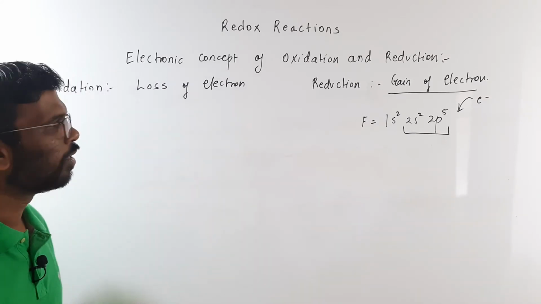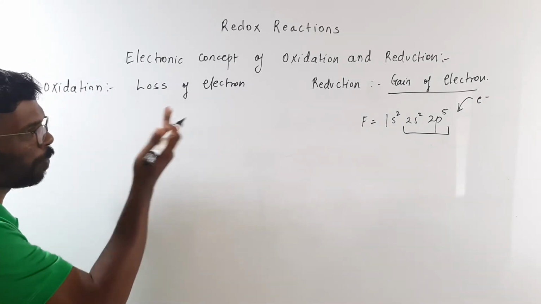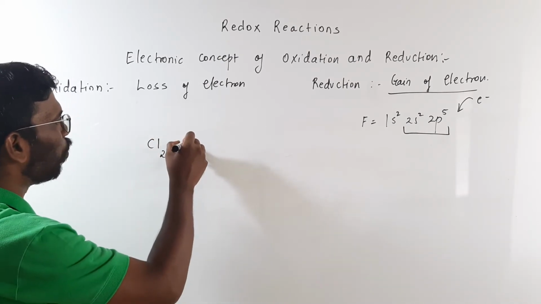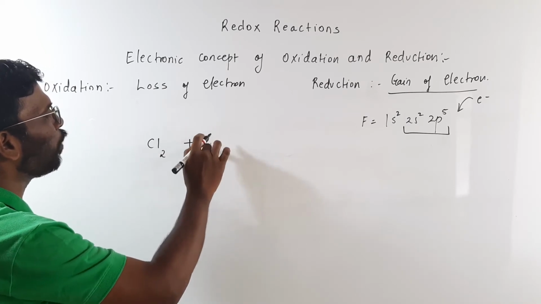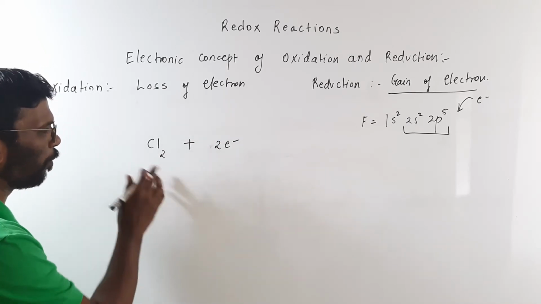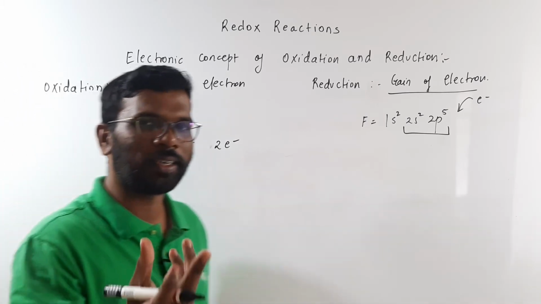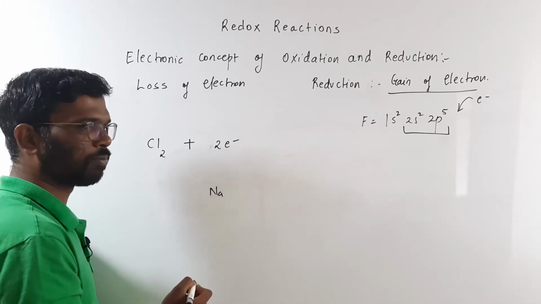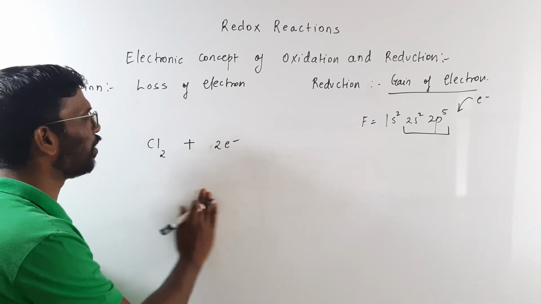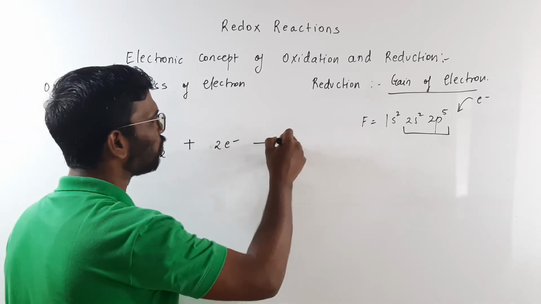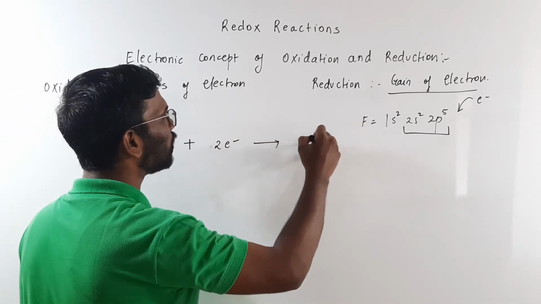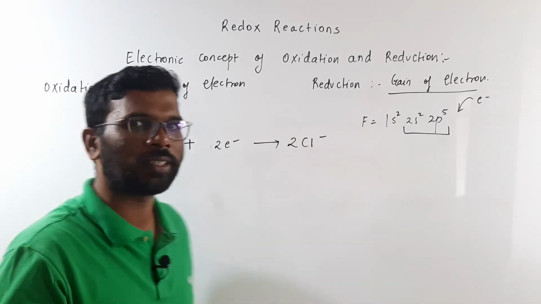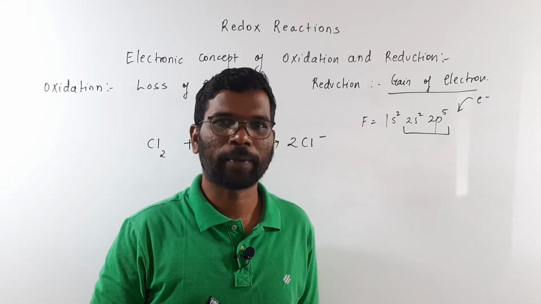Let's understand this with chlorine, which will exist as Cl2, right? When this accepts 2 electrons, because chlorine exists as Cl2. Sodium exists as Na+, right? So the same way Cl2 will require 2 electrons. This will change to 2Cl-. What does this mean? How many electrons does one chlorine accept?